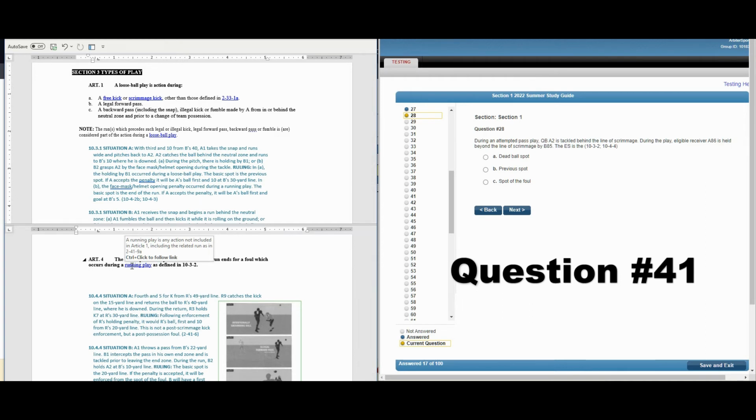So, basically a running play is when the guy's running with the ball. And the test maker is trying to fool you just a little bit because he says during an attempted pass play. So maybe you're thinking loose ball play. But no, it's an attempted pass play. He didn't get the ball off. He got tackled behind the line of scrimmage. So it's a running play. So the enforcement spot is going to be the end of the run, which is the dead ball spot.